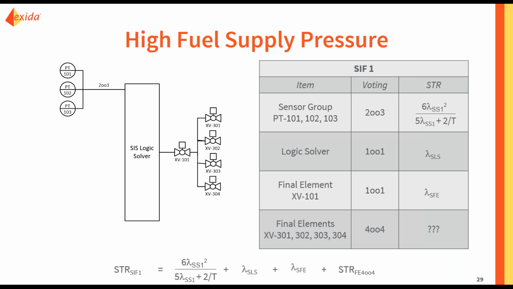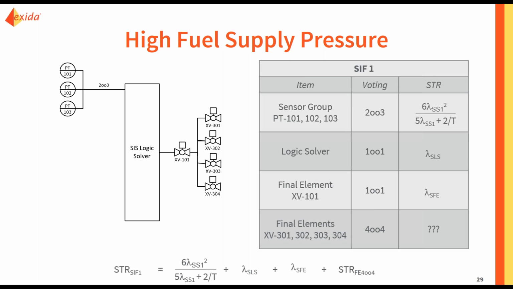So for the first SIF, this is our high fuel supply pressure SIF. You have, again, 3 pressure transmitters in a 2 out of 3 configuration going to the logic solver, which is controlling the 5 final elements. For XV101, you have a 1 out of 1 configuration, and for the other 4, you have a 4 out of 4 configuration. And we know the simplified equations for some parts of the SIF. So for the sensor group, again, it's 2 out of 3, so we have that simplified equation for the STR, which you can see there.